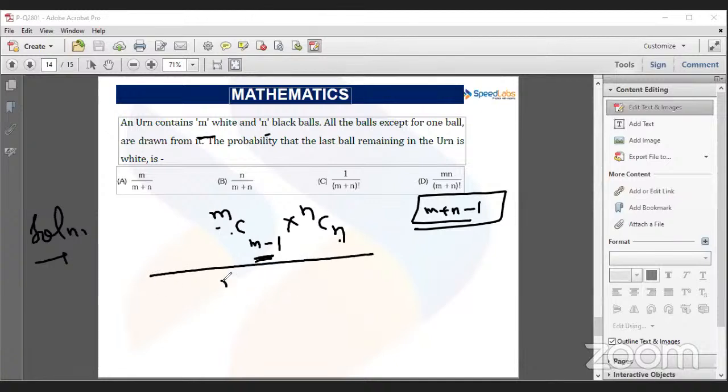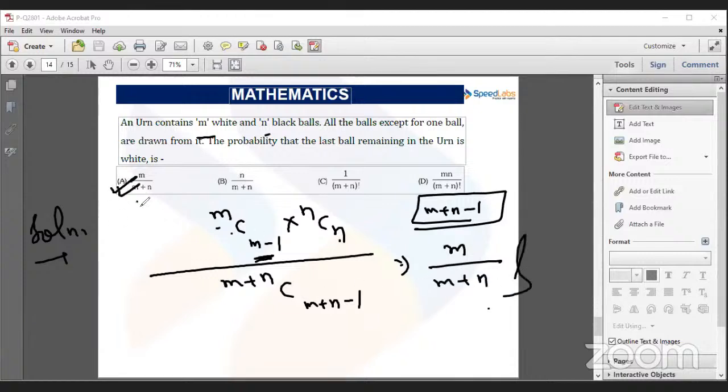सैंपल स्पेस में क्या आएगा, m प्लस n बॉल में से m+n-1 सेलेक्ट कर लेना क्योंकि एक ही बचा है सर. तो if you solve it, we'll get mC(m-1) is m, nCn is 1, by this will be m+n. So m by m+n is the answer.